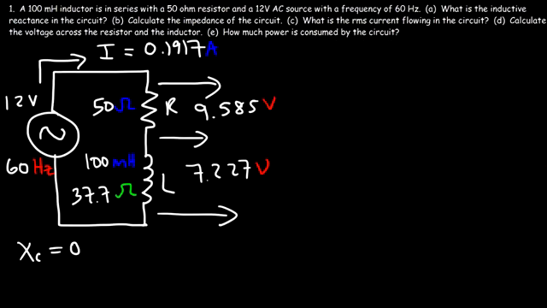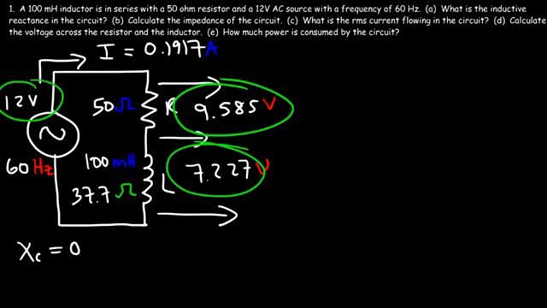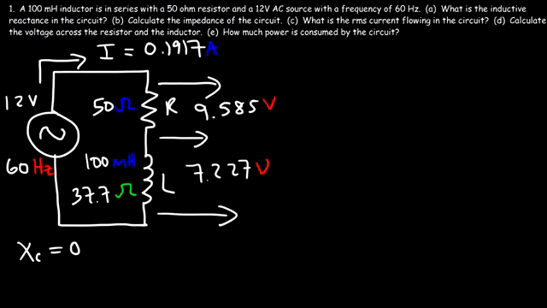Now we can confirm our answer. But before we do, notice that the voltage across the resistor and the voltage across the inductor does not add to the voltage of the source. However, there is an equation that will help us to relate the voltage of the source with the voltage of the resistor and the inductor.